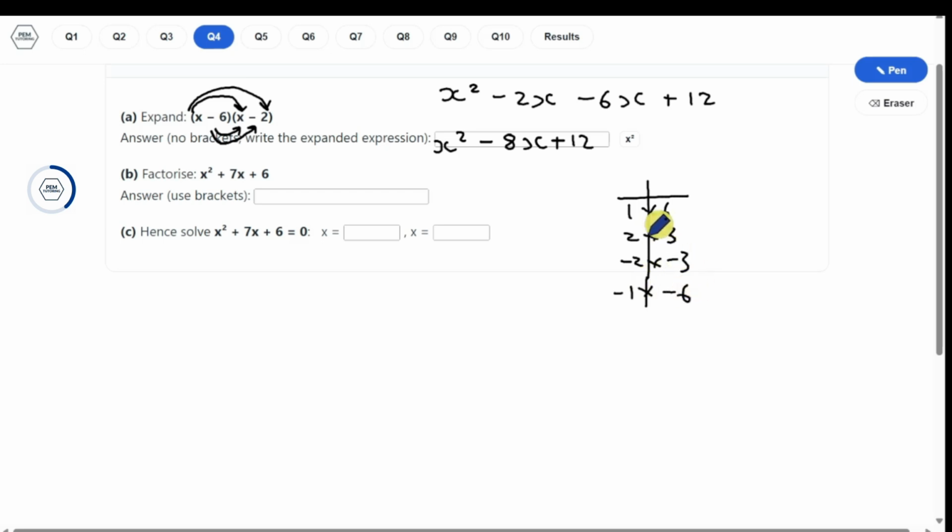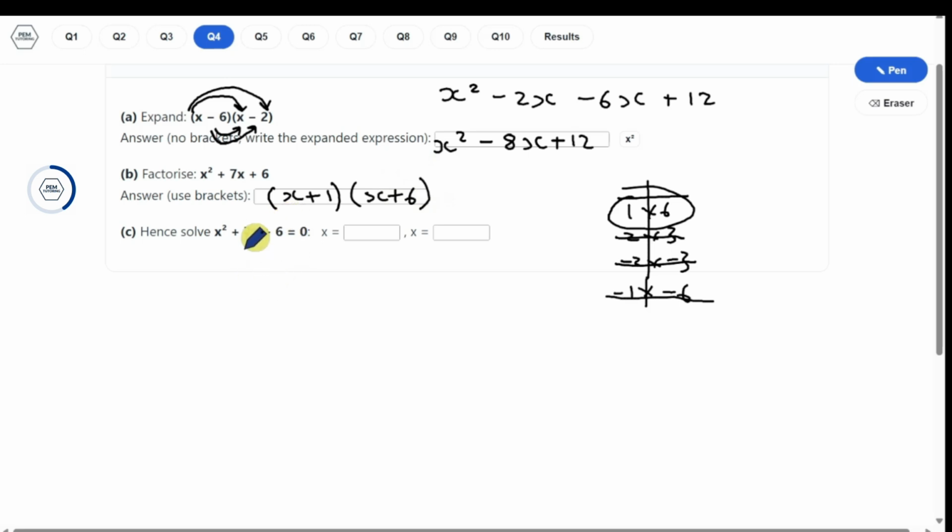So 2 plus 3 is 5, that doesn't work. Minus 2 minus 3 doesn't work, so that would be negative 5. And we have minus 1 times minus 6, that is going to be 6, but if we add them, we get negative 7, so that doesn't work. And then 1 plus 6, that is the pair that we want. So inside our brackets, we're going to have x plus 1, and x plus 6.